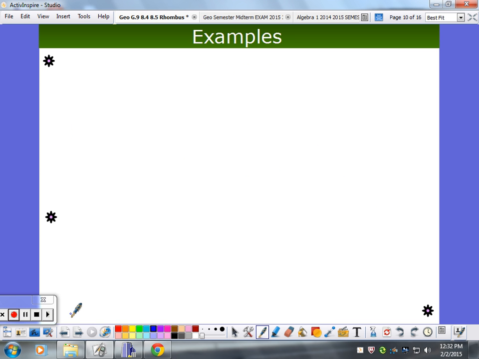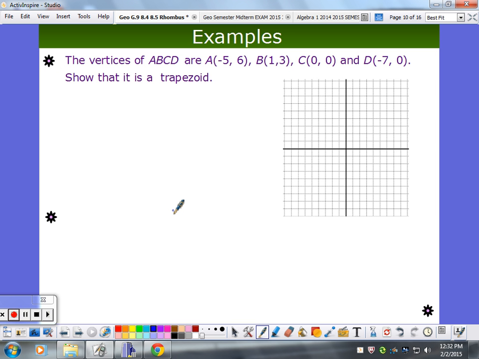Okay. Fun little theorem. So now let's work on applying some of these. So this one is middle of page two. The vertices of A, B, C, D are given. Now I did not have room to put a little grid on yours, so you may want to sketch this on your notes here. I'm going to actually use this little guy. That's okay if they're not perfect, so it's okay if you sketch it.